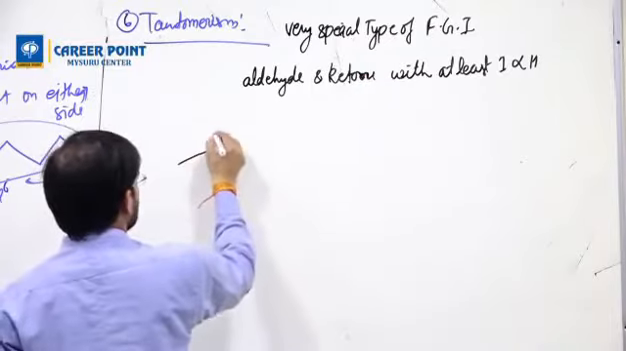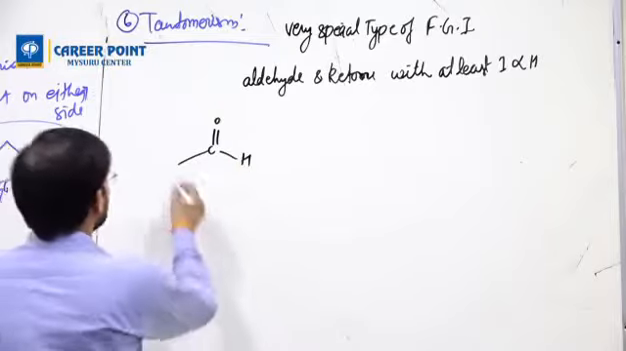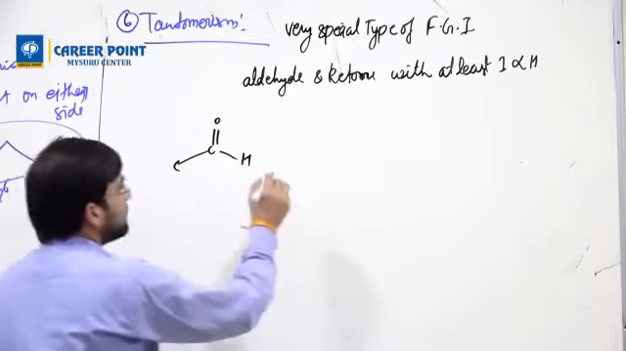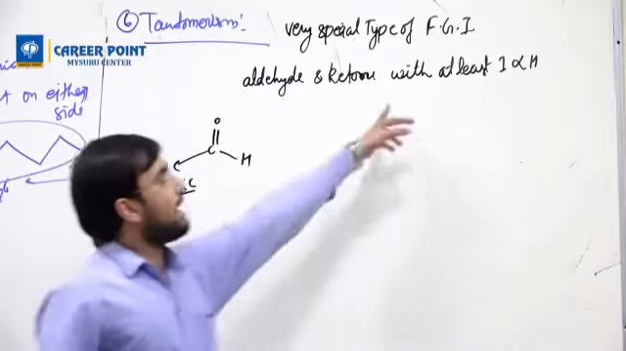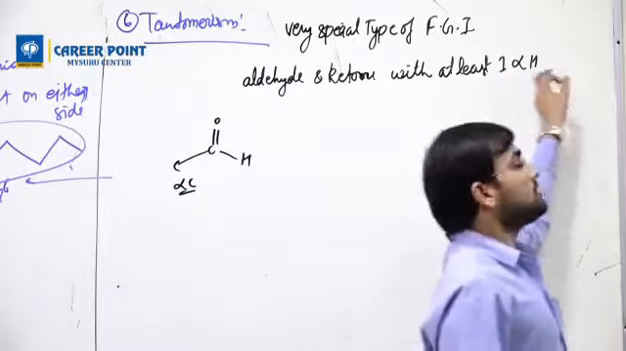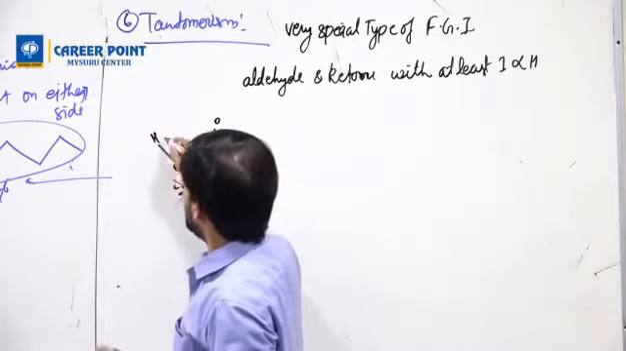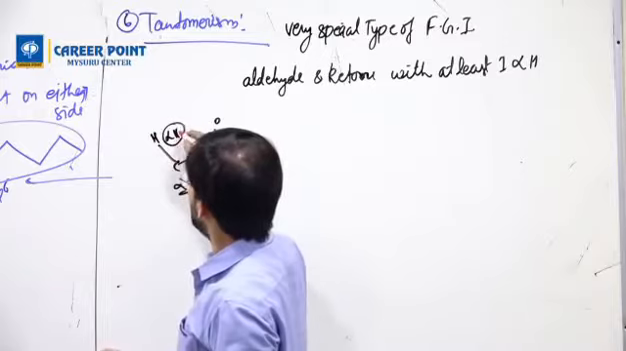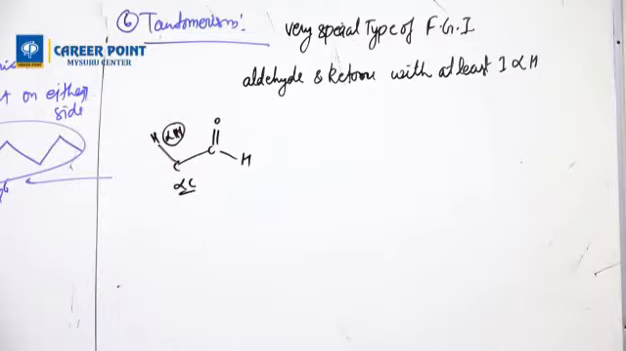So how does it happen? There is a C double bond O, and there is an H here, so it is an aldehyde. This carbon next to the functional group is known as the alpha carbon. I'm not talking about alpha carbon, I'm talking about alpha hydrogen. The hydrogens present on this carbon are known as alpha hydrogens. So you should have at least one alpha hydrogen.